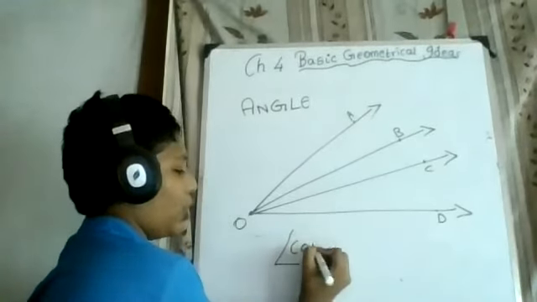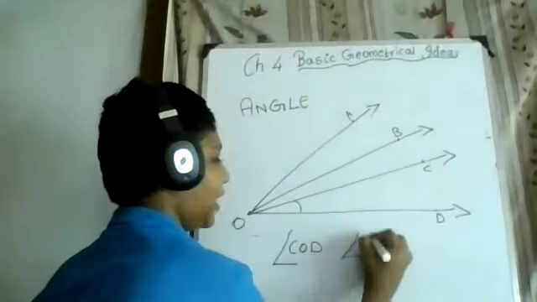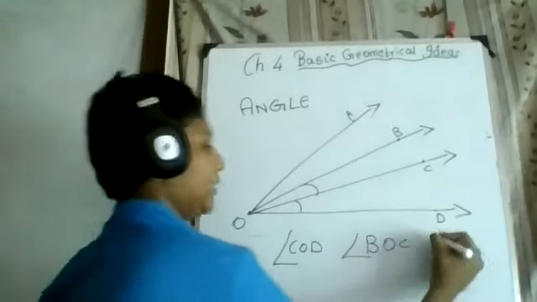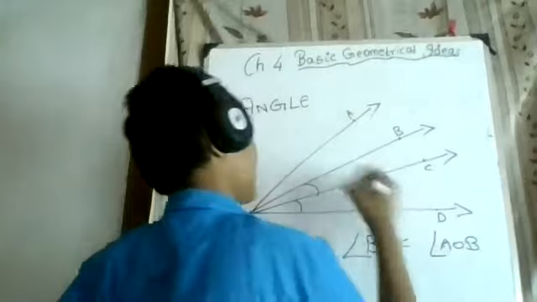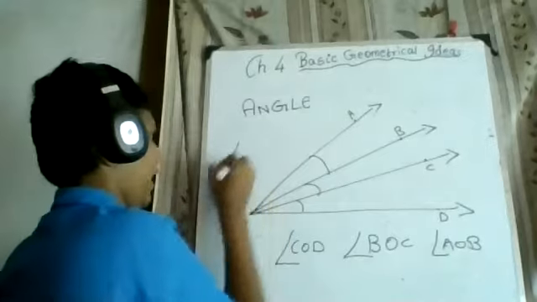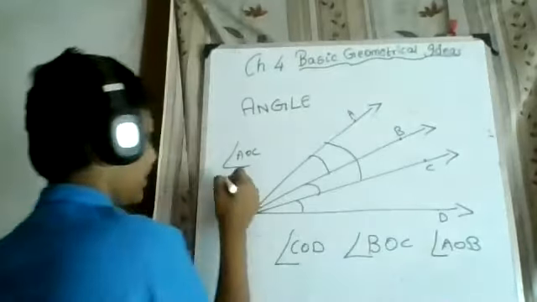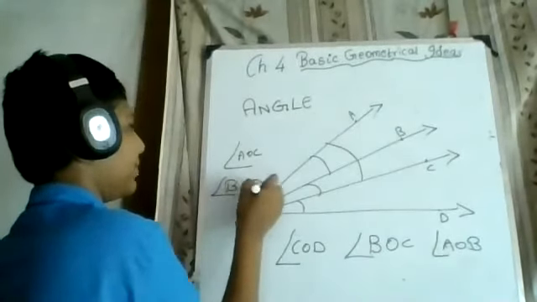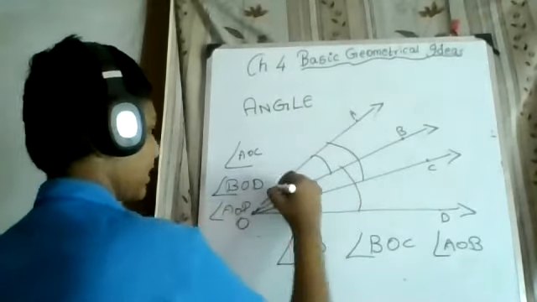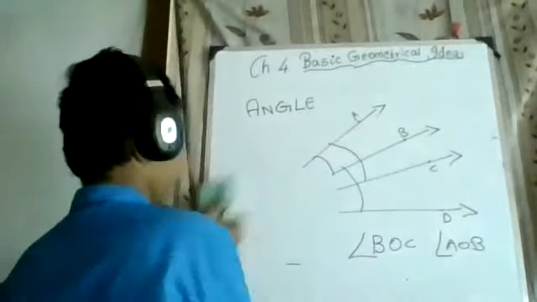Angle COD means the angle from here, and angle BOC means the angle from here. Angle AOB means an angle from here. And angle AOC means an angle from here. If it is BOD, it means an angle from here. If it is AOD, it means the full total angle. Okay, see, how to name an angle also we saw.